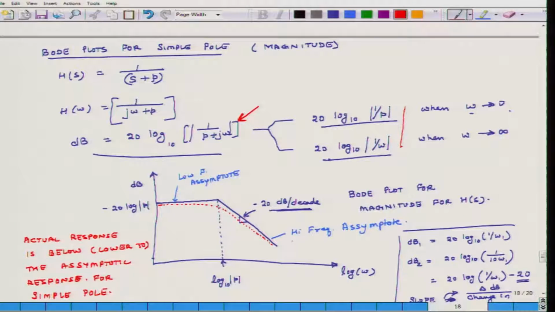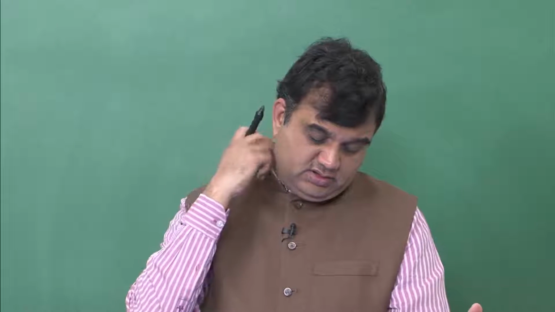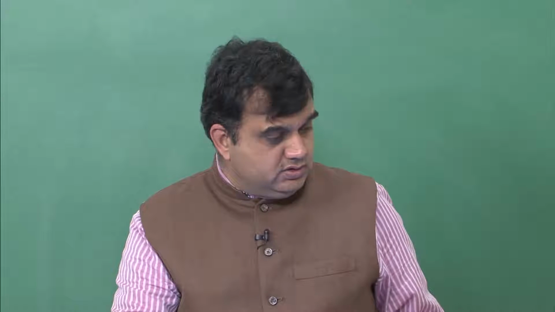So this is the overview for a simple pole, and what this shows is that the Bode plot for a simple pole, at least the magnitude component, has a low frequency and a high frequency asymptote, and the asymptotic response is a little higher than the actual response. This is the conclusion of our discussion for today, and tomorrow we will develop a similar plot for a simple zero, and then we will start figuring out how to construct Bode magnitude plots for complex functions.